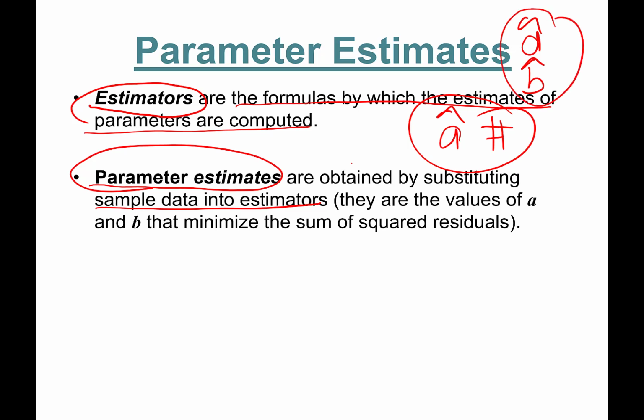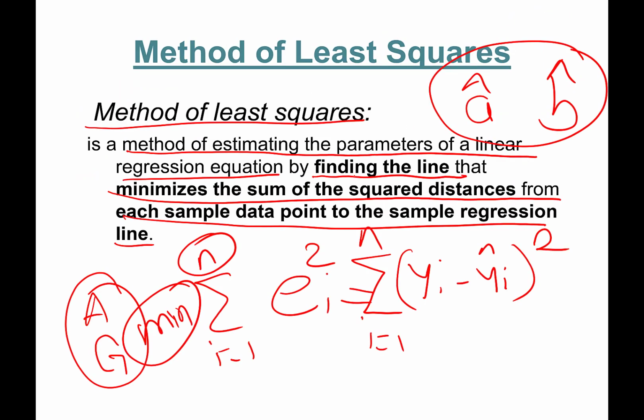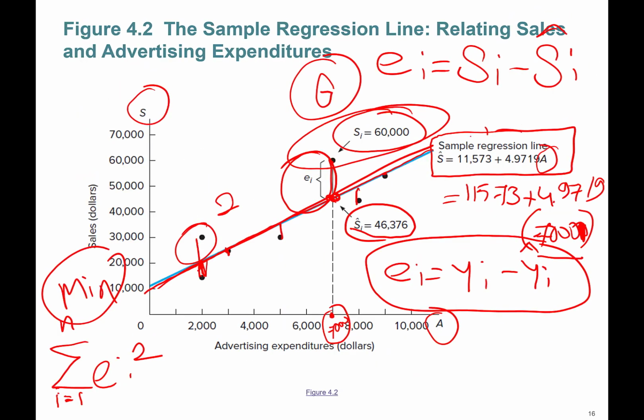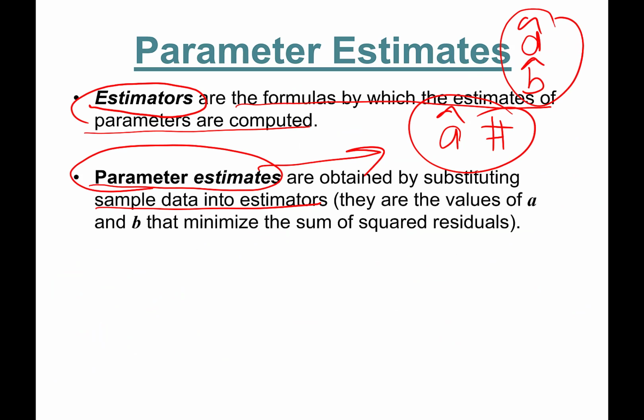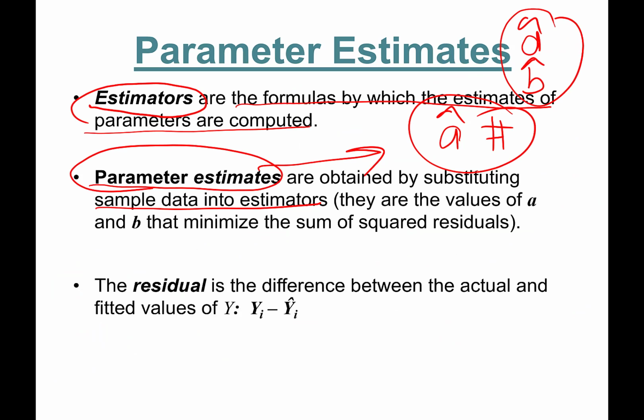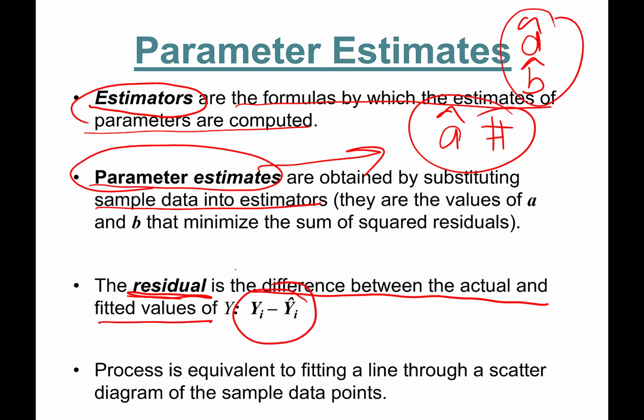So there are formulas, and parameter estimates will be numbers, just like in this example, A hat, B hat. These are specific numbers, but the formulas associated with them are beyond our scope. Residual, we talked about this before, is the difference between the actual and fitted values of yi. Okay, the process is equivalent to fitting a line through a scatter diagram of the sample data points.